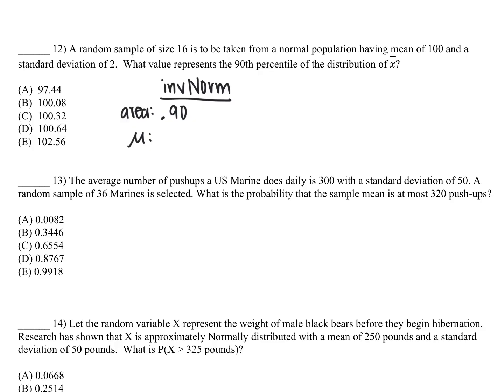And then our mean, 100. And then again, do have to calculate the standard deviation for the sample size. So 2 over the square root of 16, which is going to be 0.5. And then for those of you who have the option, the tail will be to the left because percentile by definition is the area to the left. We're going to get 100.64.